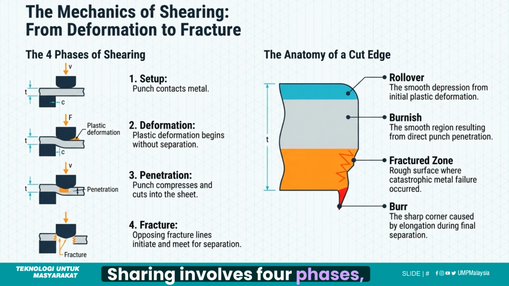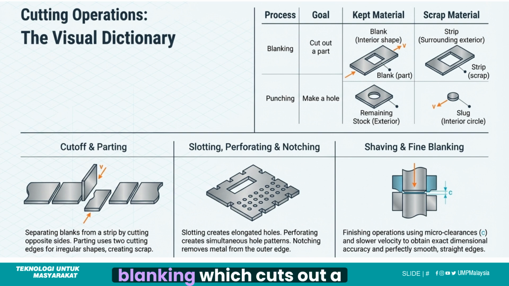Shearing involves 4 phases: setup, deformation, penetration, and fracture. The cut-edge anatomy reveals the rollover, burnish, fractured zone, and the burr, each related to a phase of shearing. Cutting operations include blanking, which cuts out a part, and punching, which makes a hole. We also have cutoff and parting, slotting, perforating, notching, and fine blanking, each serving a specific goal.